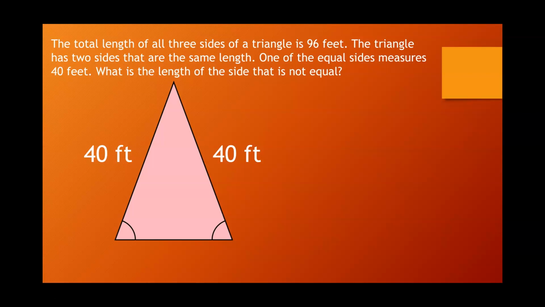So now let's figure out how much we have right now. We're going to add 40 plus 40. What is 40 plus 40? Did you say 80 feet? Excellent job. Now we can do the next step to figure out how much this side is. So we already know that these two are 80 feet, and we know that 96 feet is the whole triangle. So should we add or subtract to find out the missing part here?